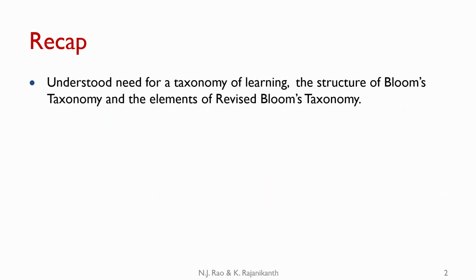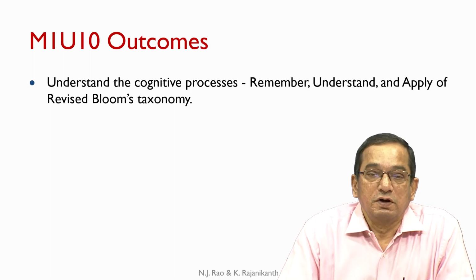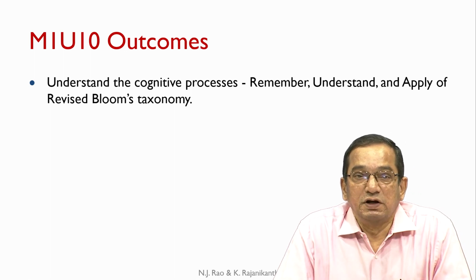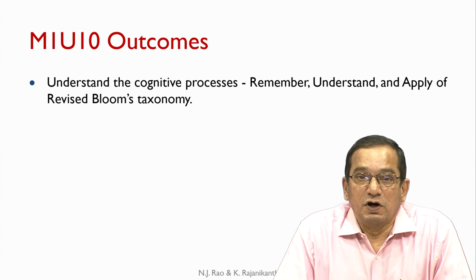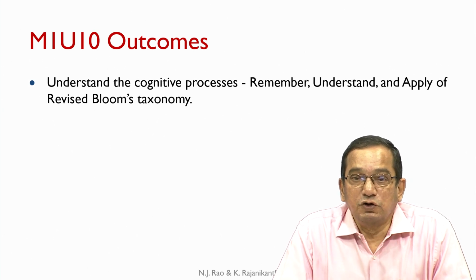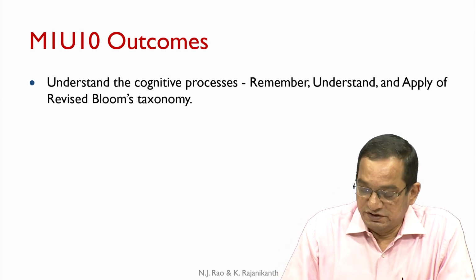In the earlier unit, we understood the need for a taxonomy of learning, the structure of Bloom's taxonomy, and the elements of revised Bloom's taxonomy. In this unit, we will look at the cognitive process dimension. The outcome for this unit would be to understand the cognitive processes of remember, understand and apply of revised Bloom's taxonomy.